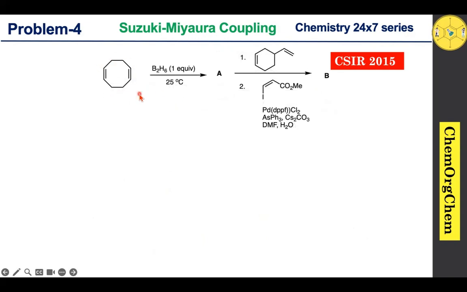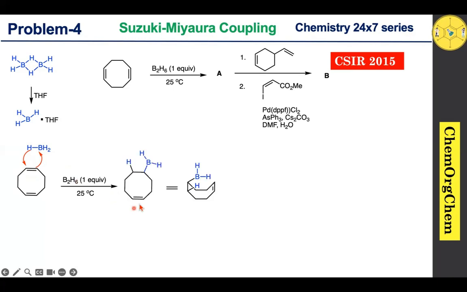The first step of the reaction is cyclooctadiene reacting with diborane. Usually this reaction is conducted in THF medium. Therefore, when we take THF medium, diborane converts into this borane THF adduct. This is the only reactive species in this first step. Essentially the first step is a hydroboration reaction. Hydrogen as well as borane add across this double bond. Hydrogen adds to this carbon and this carbon takes the borane unit, producing this corresponding intermediate.